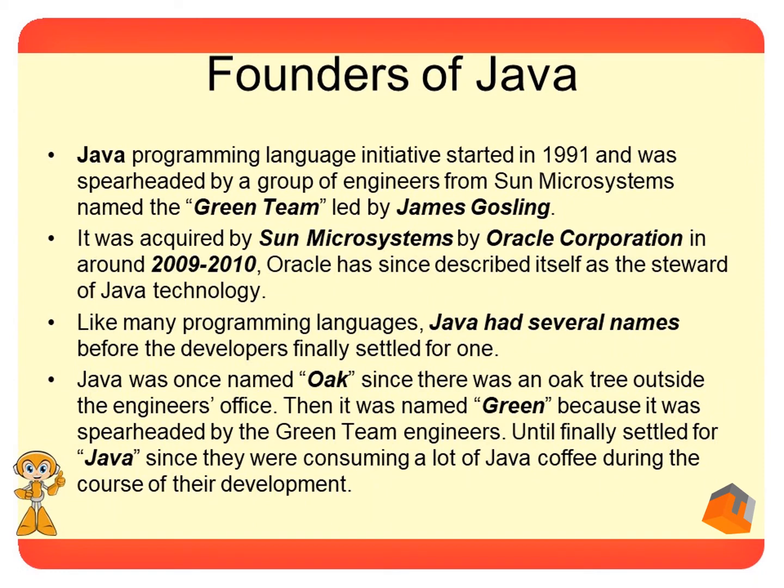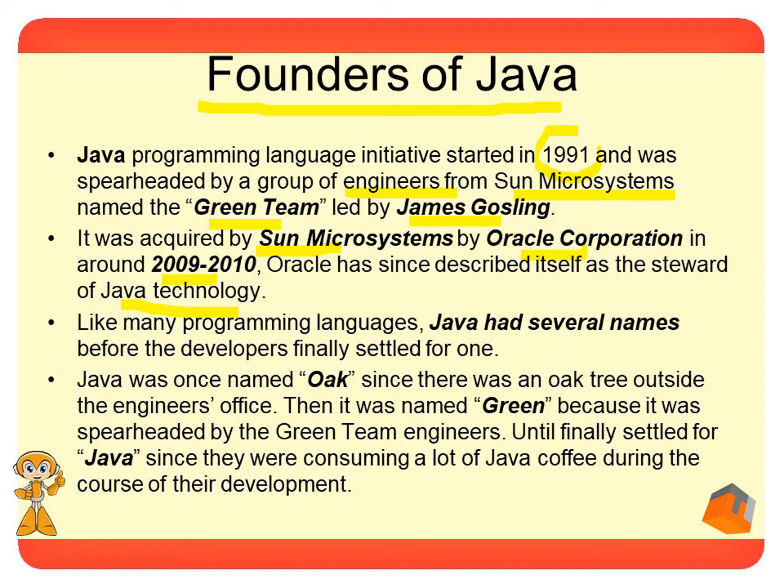Founders of Java. The Java programming language initiative started in 1991 and was spearheaded by a group of engineers from Sun Microsystems named the Green Team and led by James Gosling. Sun Microsystems was acquired by Oracle Corporation in 2009-2010. Oracle has since described itself as the steward of Java technology.